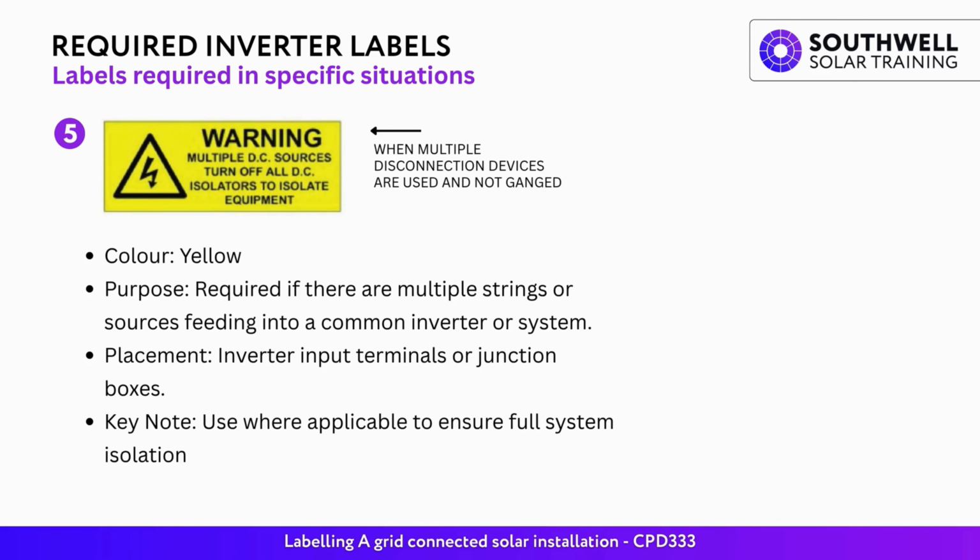Number 5. Warning, multiple DC sources. This label warns that multiple DC isolators are present. It is required when multiple disconnection devices are used and are not ganged together. It is often required when you have more than one DC isolator adjacent to the inverter. It must state: "Warning, multiple DC sources. Turn off all DC isolators to isolate equipment."